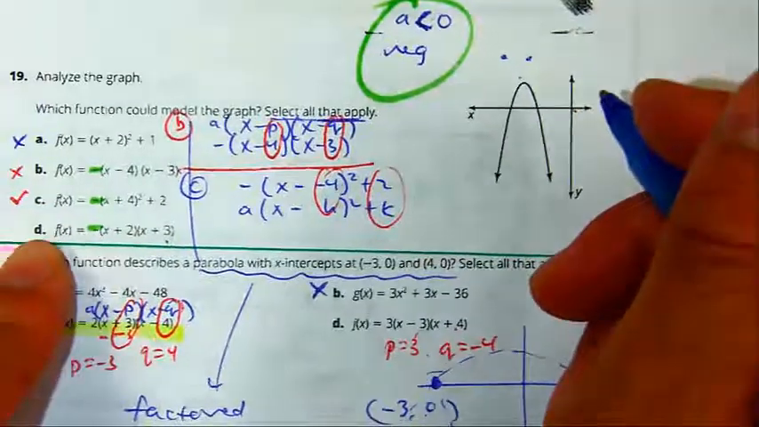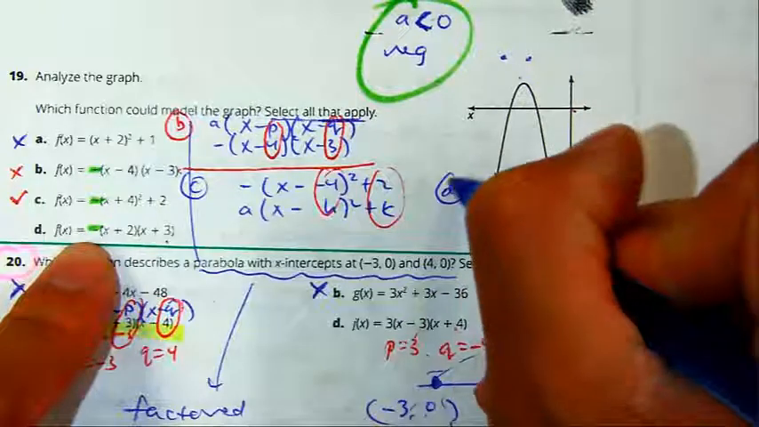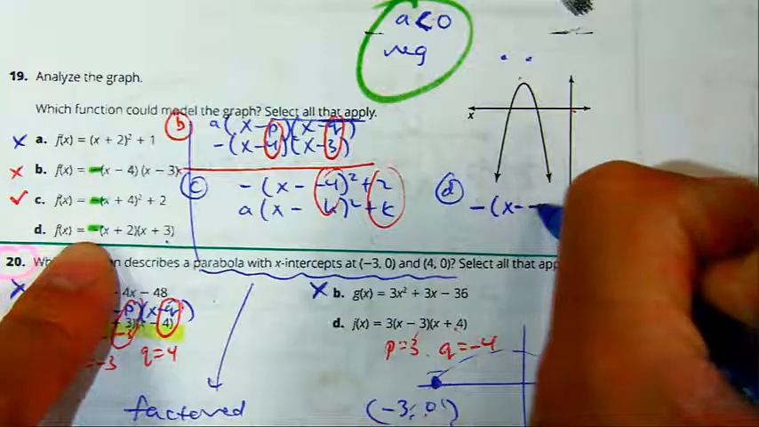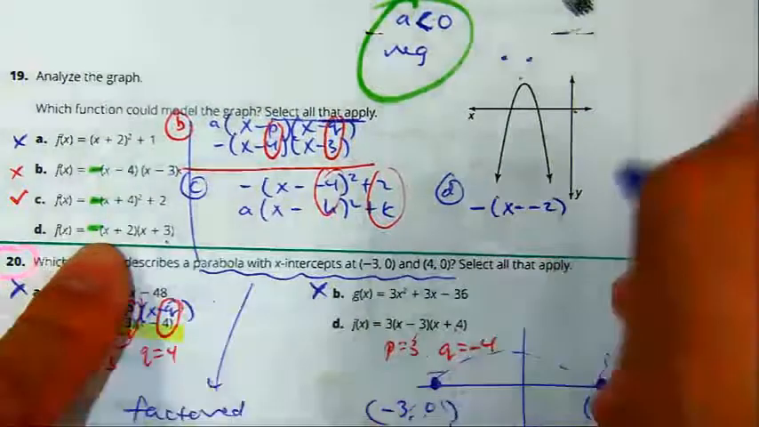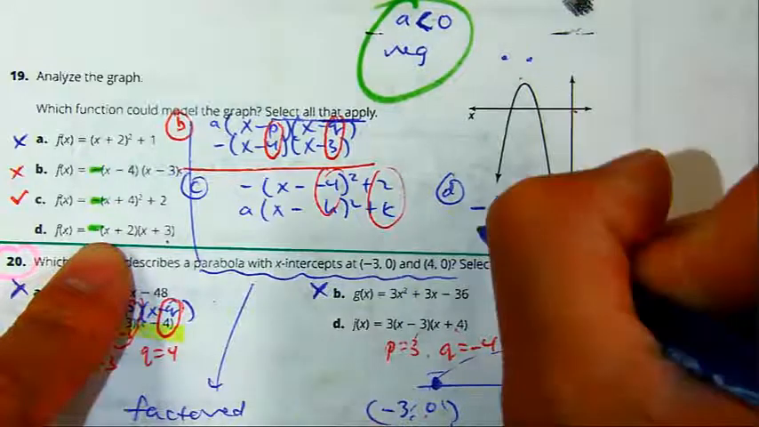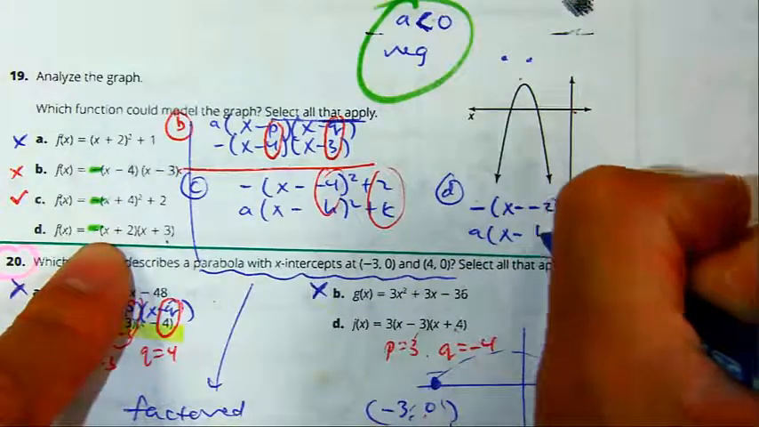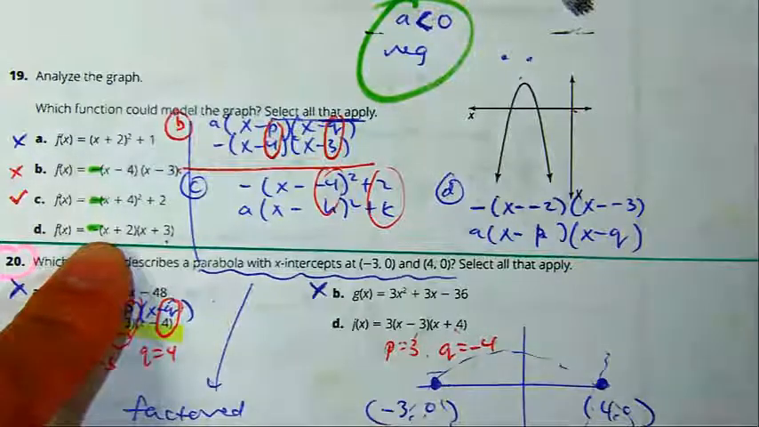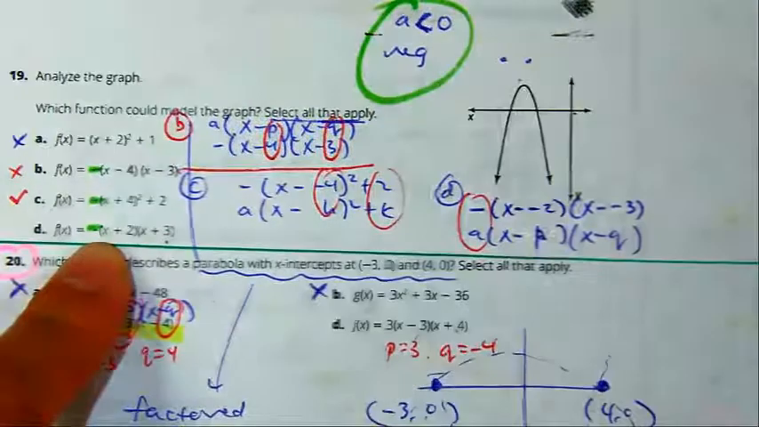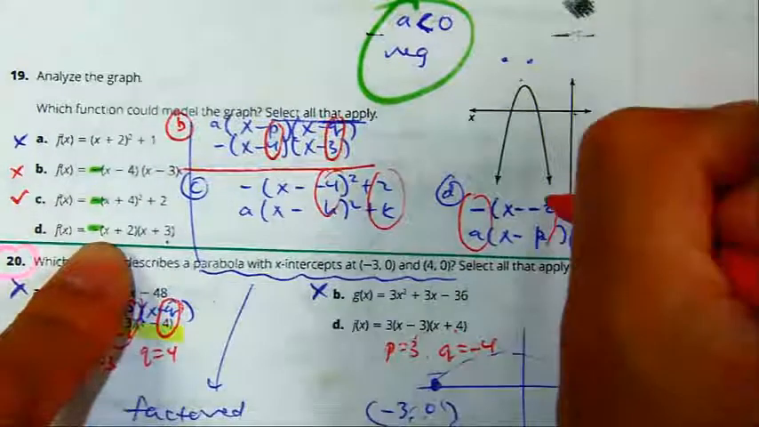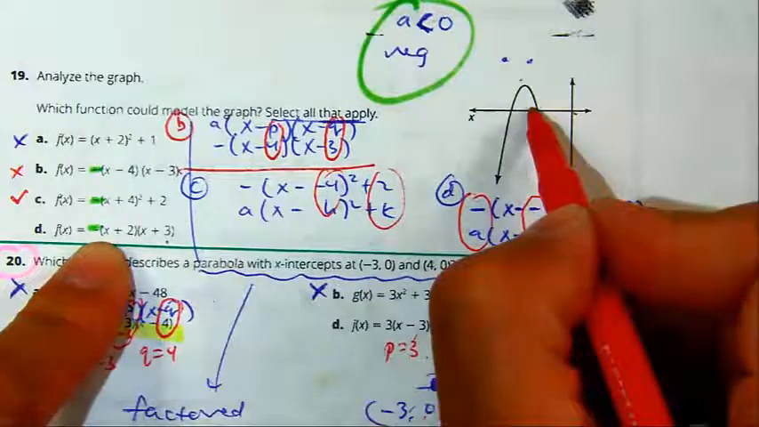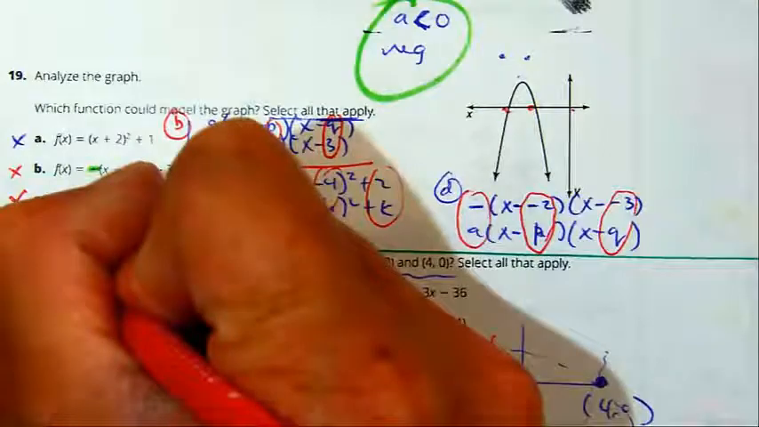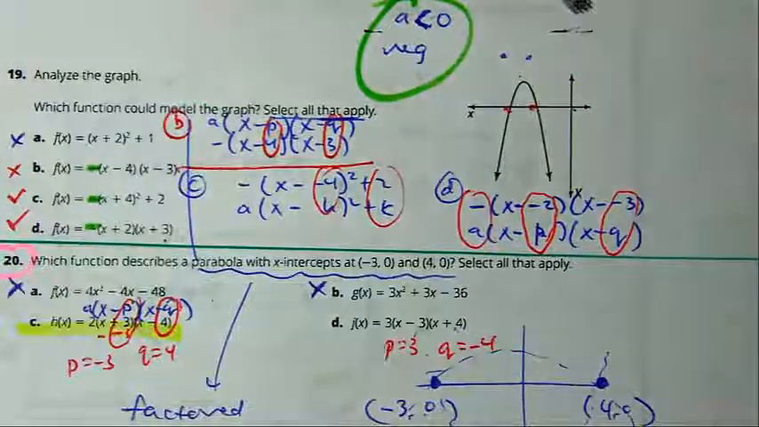In D, it has factored form. And again, I'm going to change that h value to be a negative 2. So instead of being plus 2, minus negative 2, x minus negative 3. And you can write the form right underneath or above it. That's a p. So a value is negative, that matches. My p value is negative 2, so going left, right there, would match. And q value is negative 3, that matches too. So my choices are C and D.